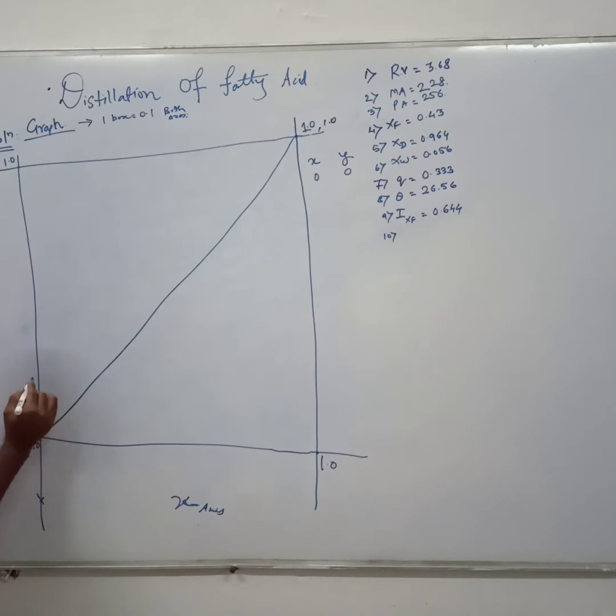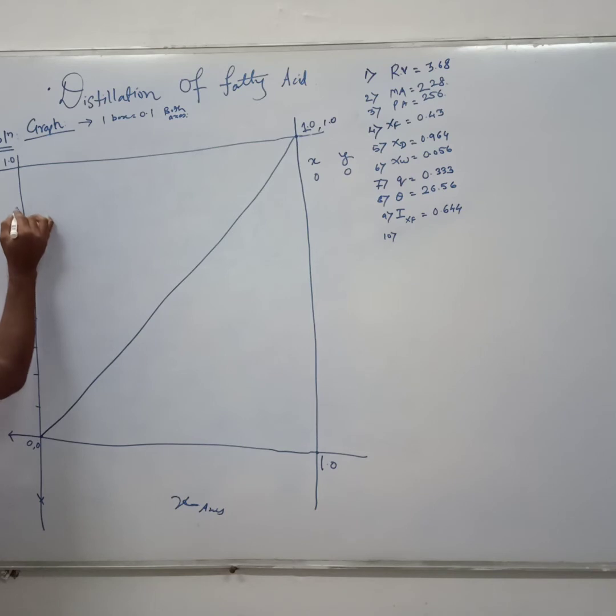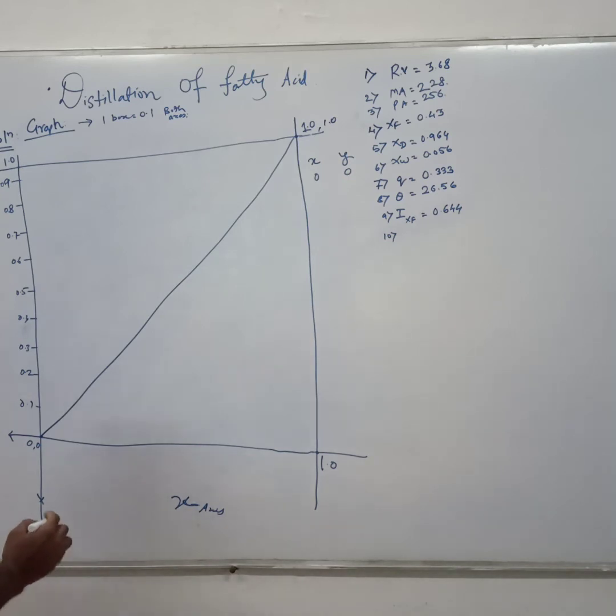So 0.1, 0.2, 0.3, 0.4, 0.5, 0.6, 0.7, 0.8, and 0.9, and 1.0. So this is all about your y-axis. Similarly, you need to plot on the x-axis.